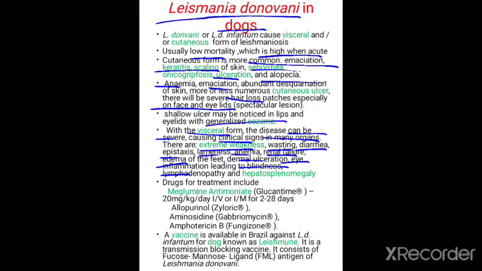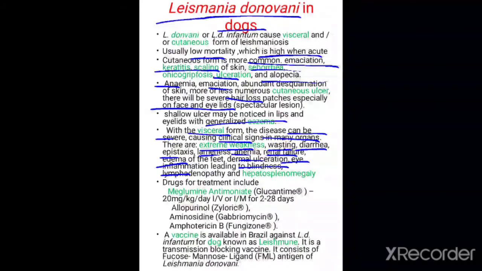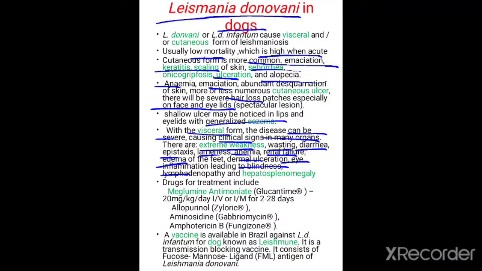With the visceral form, the disease can be severe, causing clinical signs in many organs. There are extreme weakness, wasting, diarrhea, epistaxis, lameness, anemia, renal failure, edema of the feet, dermal ulceration, and eye inflammation leading to blindness. Lymphadenopathy and hepatosplenomegaly are also noticed in the visceral form of Leishmania donovani in dogs.